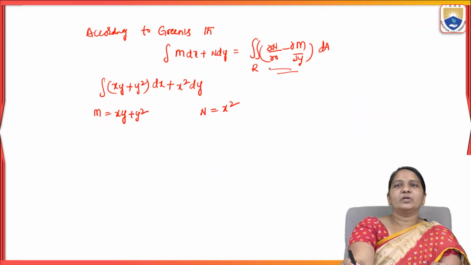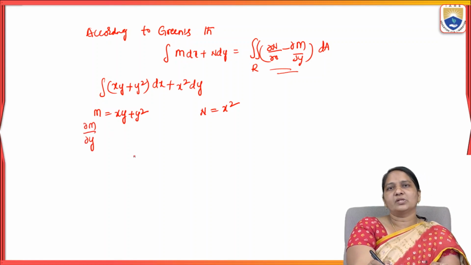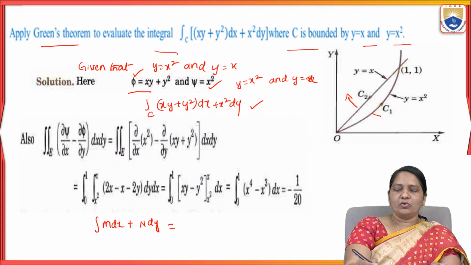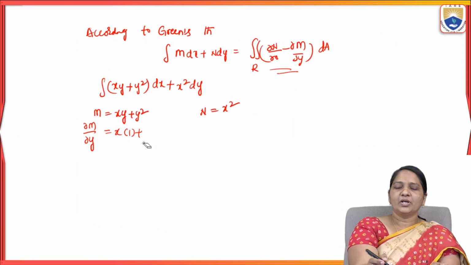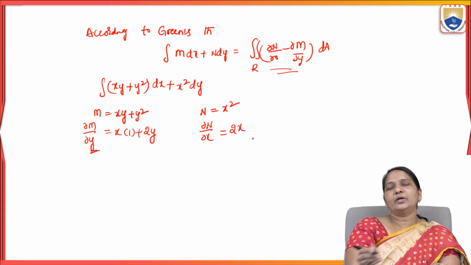So in this statement, we need the values of dou n by dou x and dou m by dou y. So dou m by dou y, with respect to y we are doing here. So this one is with respect to y, which means x is the constant; derivative of y is 1, so we get x. Then here the derivative of y square is 2y, with respect to y we are doing, right? So this is x plus 2y. Now dou n by dou x, with respect to x we are doing, is 2x. So we have the dou m by dou y value and the dou n by dou x value.